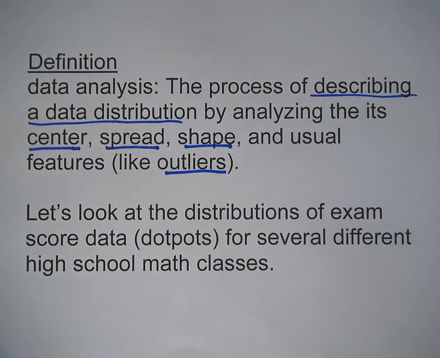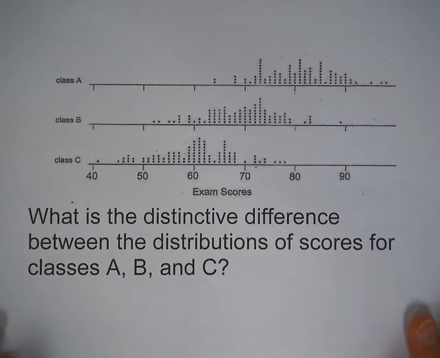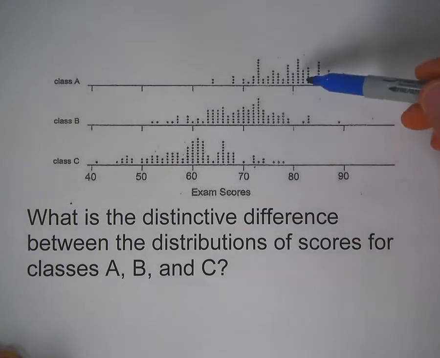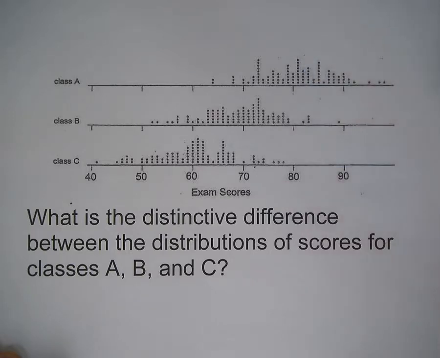So let's look at the distributions of exam score data. These are going to be dot plots for several different high school math classes. So basically a bunch of different classes took a test and displayed their data on a dot plot. All these tests were scaled so that they were out of a score of 100. We're going to start with three classes: Class A, Class B, and Class C. Each dot on this dot plot represents one student, and it represents the score that they got on the test. I think there are 100 students represented in each class.